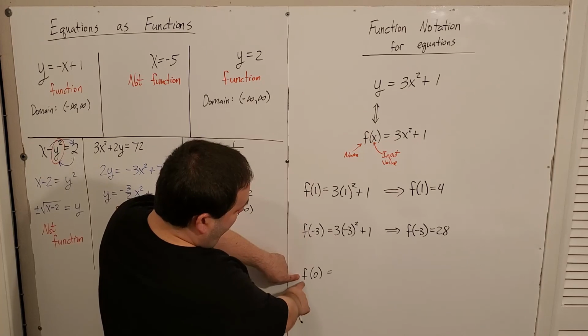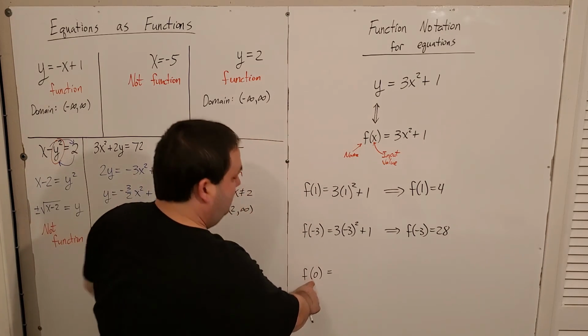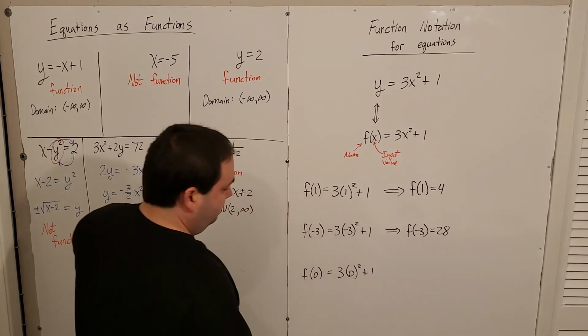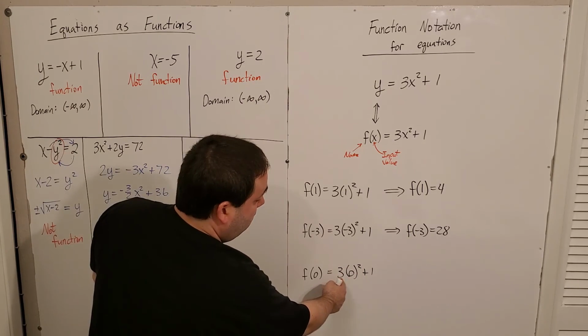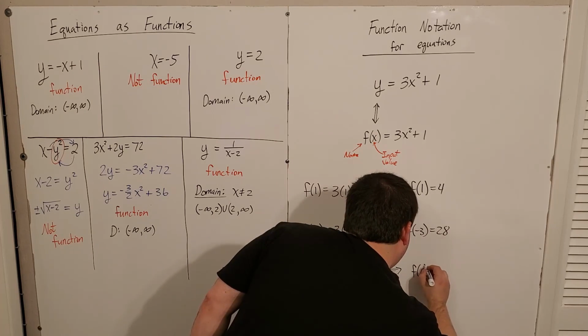Lastly, find function f. There he is. Put 0 in for x. All right. 3 times 0 squared plus 1. 0 squared is 0. Times 3 is still 0. Plus 1 is 1.